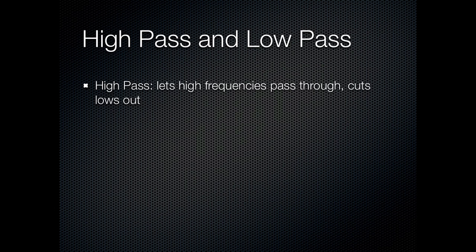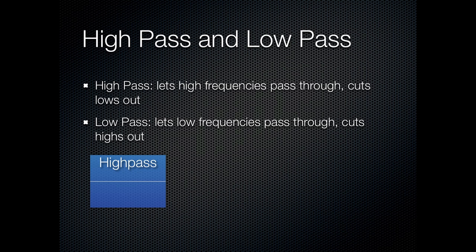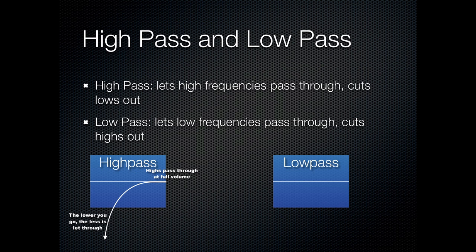High-pass and low-pass filters are mirror images of each other. The high-pass filter lets the high frequencies pass through and cuts the lows out. The low-pass filter is just the reverse. Here's what the graphs look like. A high-pass filter lets the highs pass through at unity gain, and as you go lower in frequency, it attenuates the signal more and more. Likewise, a low-pass filter lets the lows through at unity gain, and as you go higher and higher in frequency, the signal's attenuated more and more.